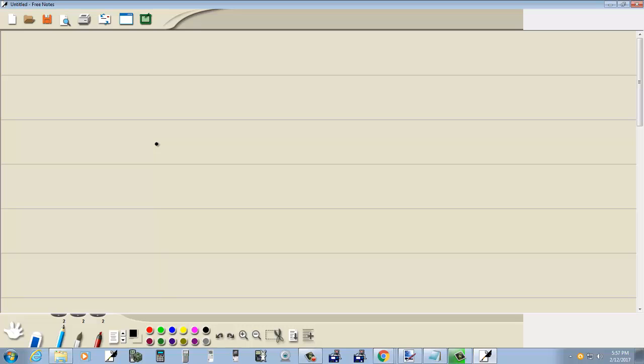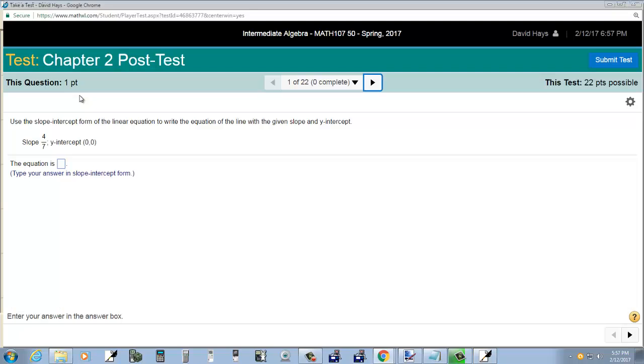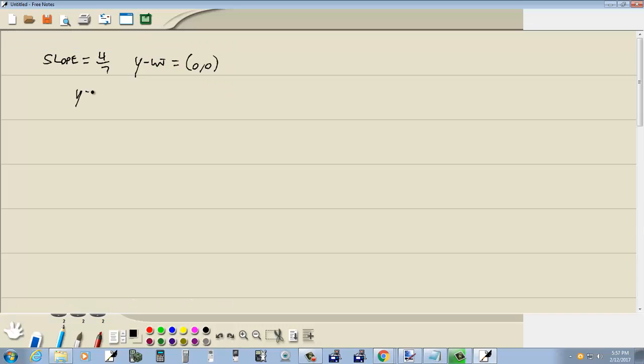Okay, so our slope is equal to 4/7, and our y-intercept is equal to (0, 0). Now our slope-intercept form is y is equal to mx plus b. When they give us a slope, they're giving us m, so I'm going to have y is equal to 4/7 x plus, and when they give us the y-intercept, of course, they're giving us b, which is 0. So my answer is y is equal to 4/7 x.